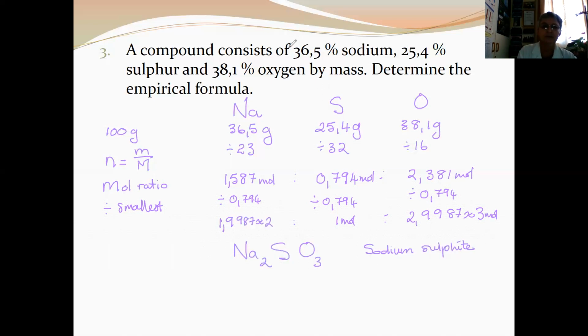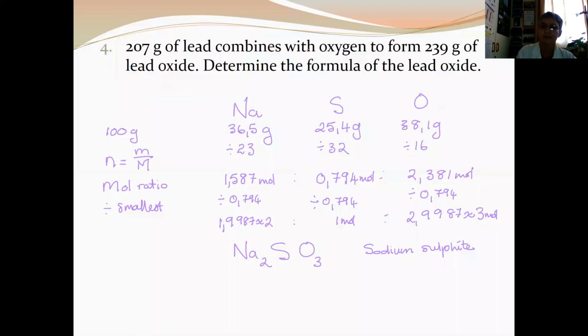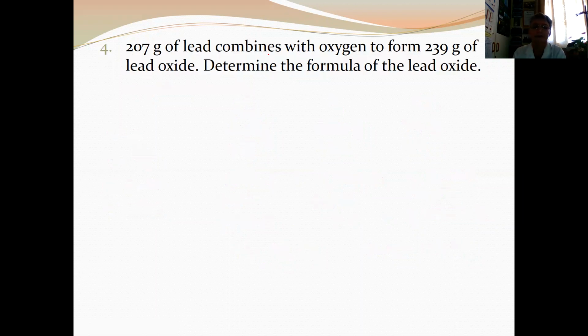Righto, let's go to the next one. This one's got a different kink to it. Here they say that you've got 207 grams of lead combining with oxygen to form 239 grams of lead oxide. Determine the formula for the lead oxide. Now it would be ionic.